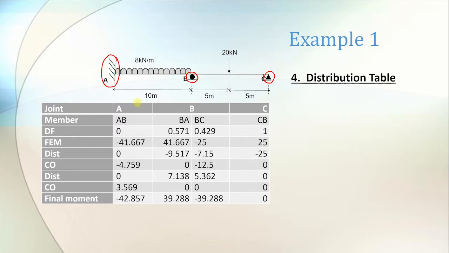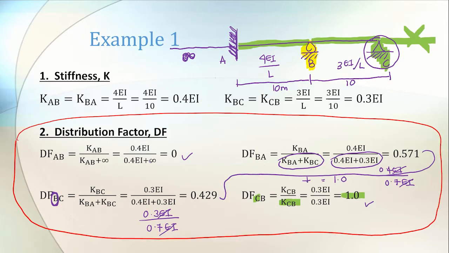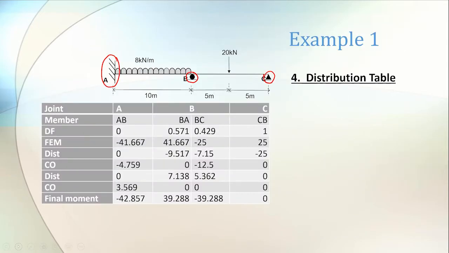Tulis join, so we have joints A, B and C, and the members we have are A ke B, B ke A, B ke C and C ke B. Masukkan the distribution factor values as what you have done previously: 0, 0.571, 0.429 and 1. This is the one, masukkan.